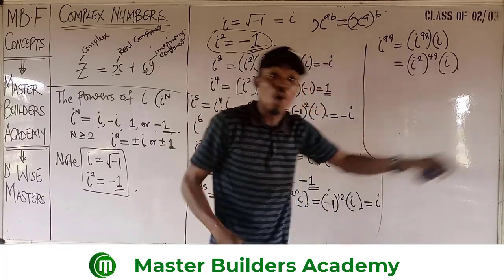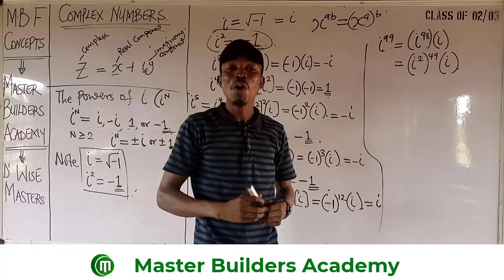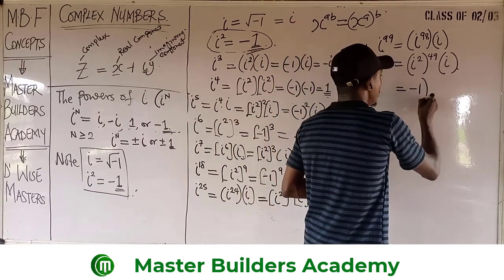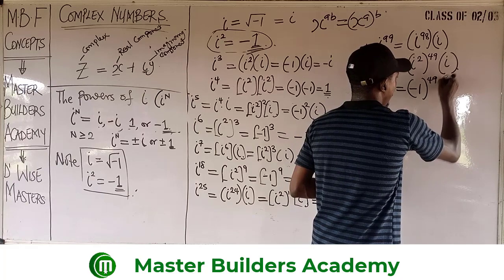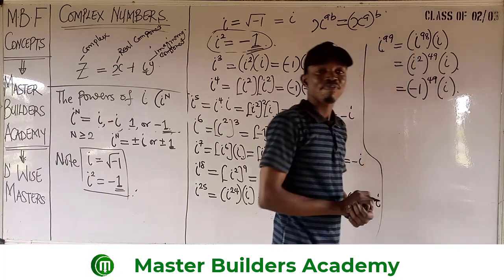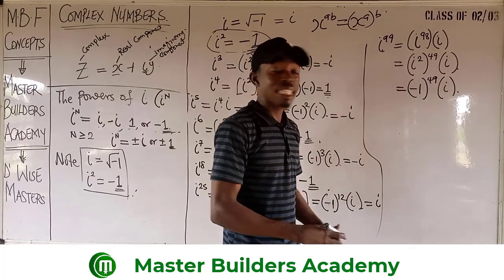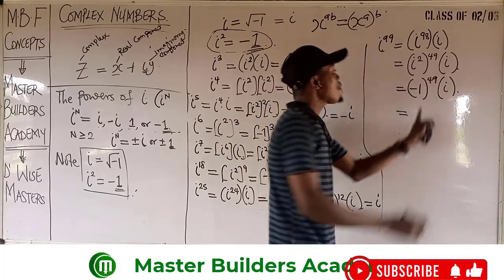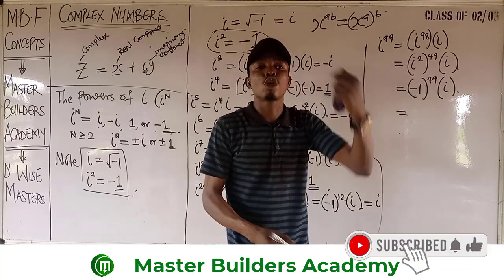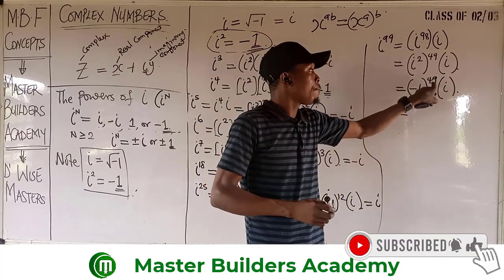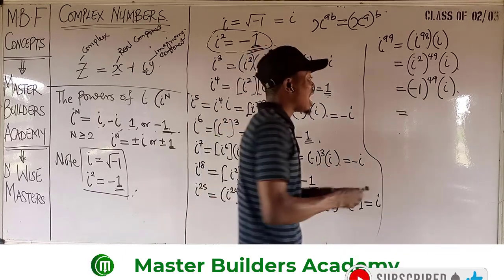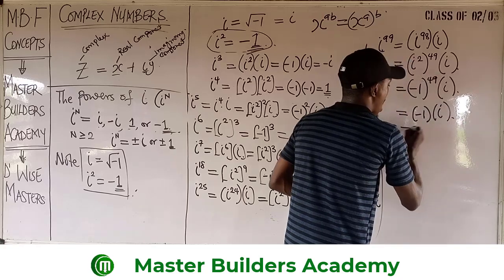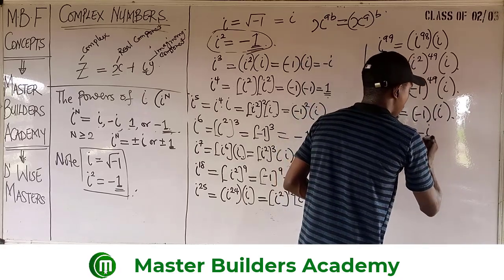This i raised to the power of 2 will already have a default value, which is minus 1. So what we need to do now is to put in minus 1 raised to the power of 49 multiplied by i. And then after obtaining this, we move ahead to this. Now remember, this is minus 1. So minus 1 raised to the power of 49. Being that this 49 is an odd number, our outcome here will automatically become minus 1 multiplied by i. And minus 1 multiplied by i, we have this as minus i.